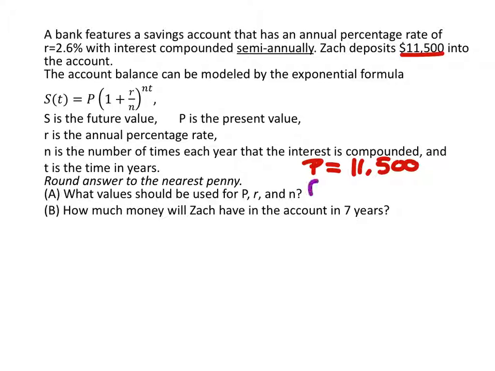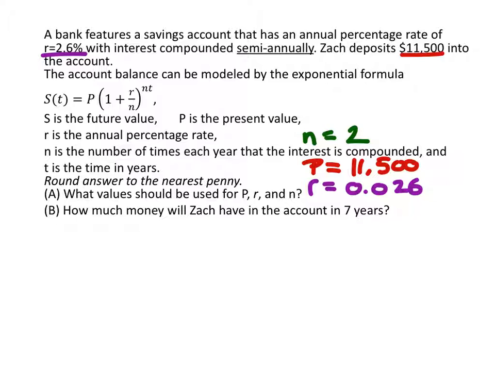And then the R is the rate, which is the percentage that they give us. They've already told us what R is. At 2.6%, we don't want the percentage though, we want the decimal value on that, so 0.026. And then it wanted an N, which we already said was 2, because it is going to compound 2 times every year, which is, again, semi-annually. So that answers part A.